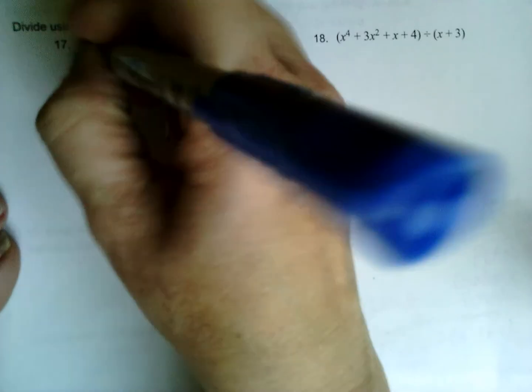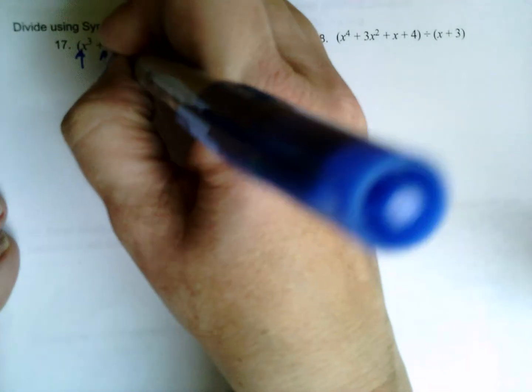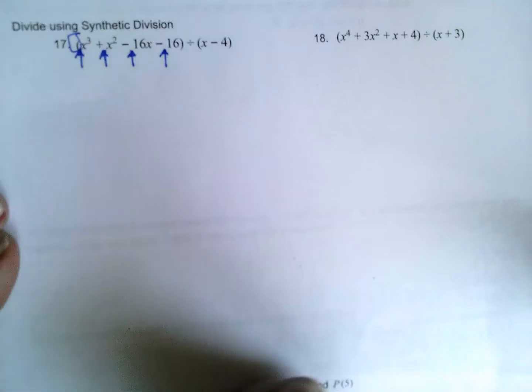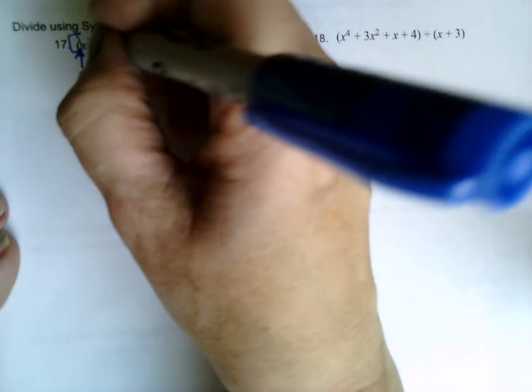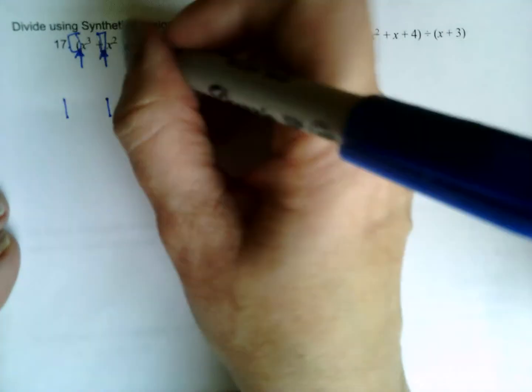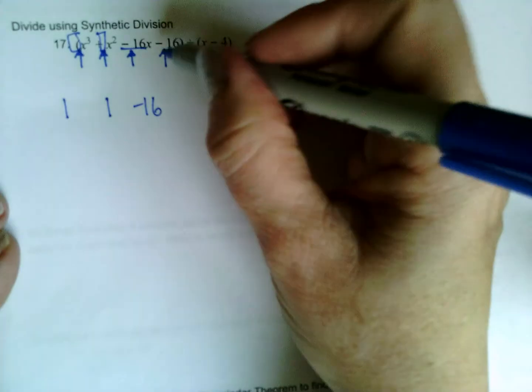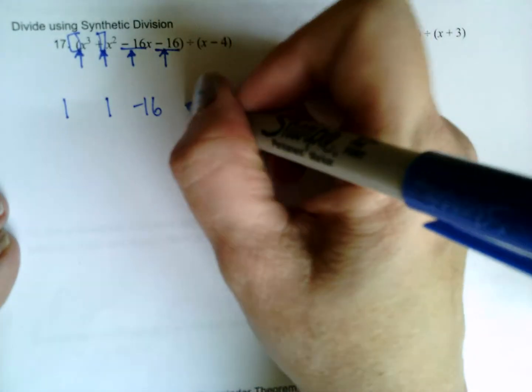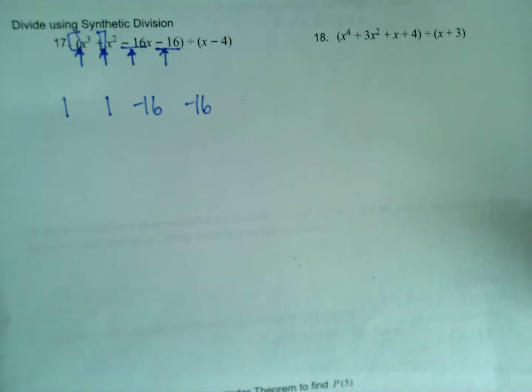With synthetic division, what we're going to do is take the dividend and write only the coefficients. So what's the coefficient on the x cubed and the x squared? They are both 1s. So we go 1 for the x cubed, 1 for the x squared. What's the coefficient of x? Negative 16. And what's the coefficient of none? Also negative 16. So the coefficients of the dividend go in that first row.